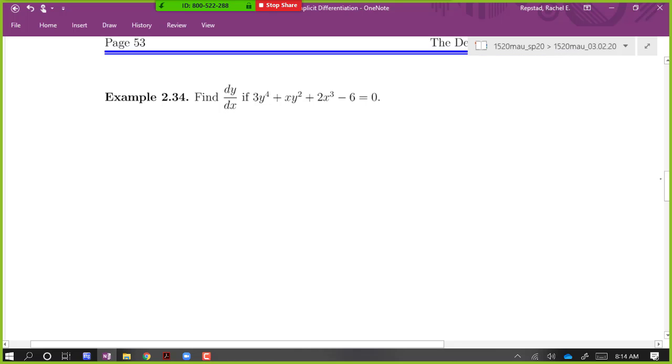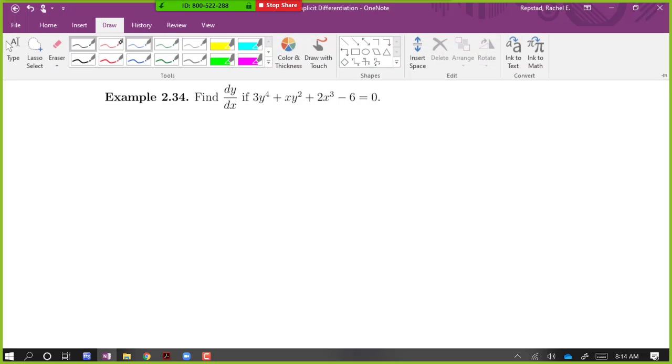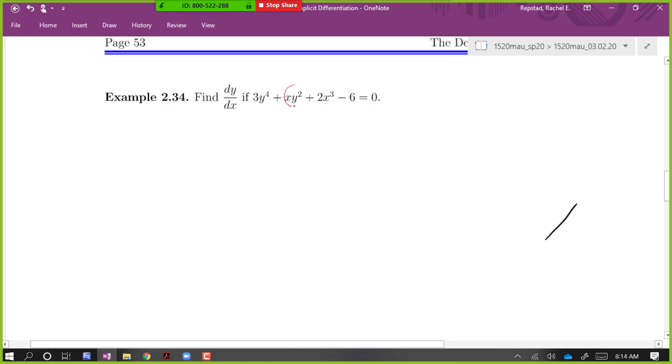When I'm starting a problem, I like to scan the equation and make a mental note of any special considerations I need. There's definitely no parentheses to a power I need to worry about here. But what's going on here?